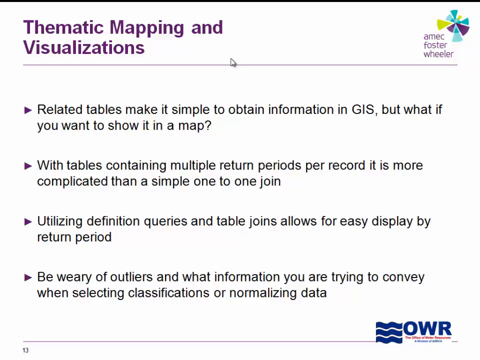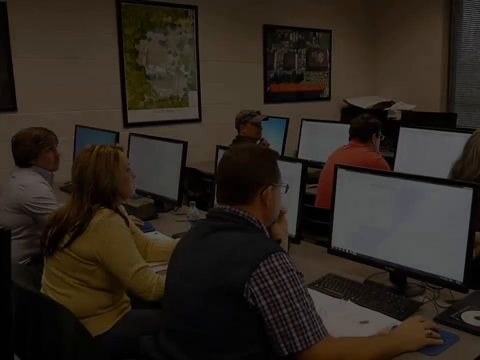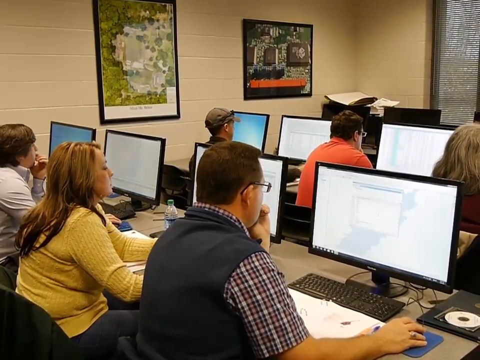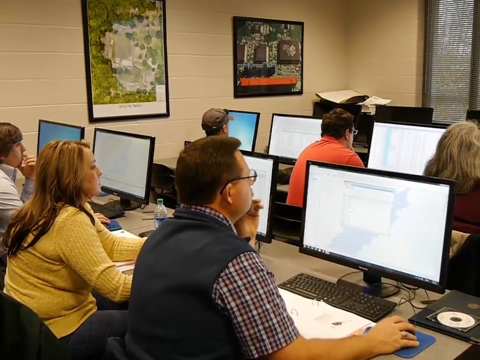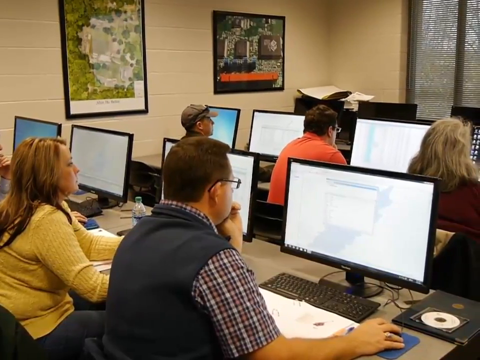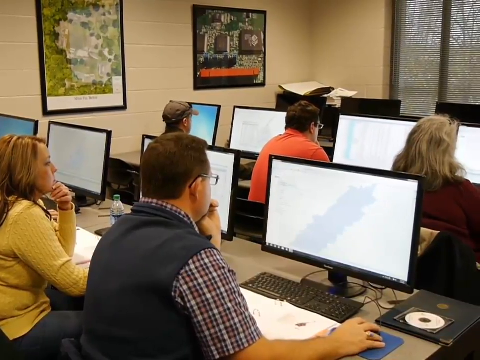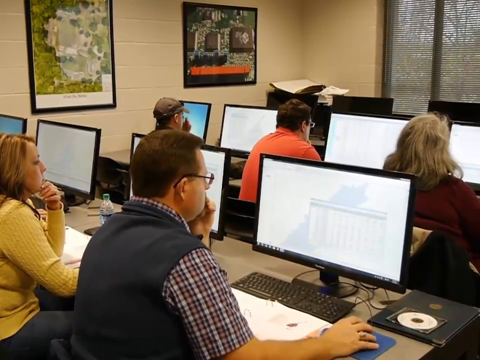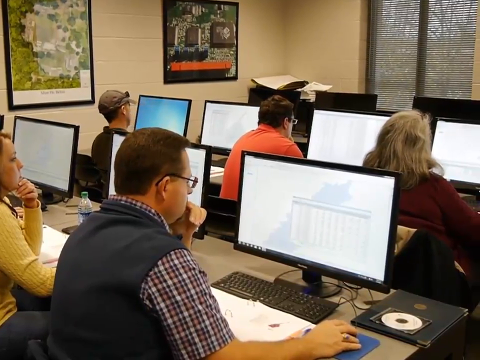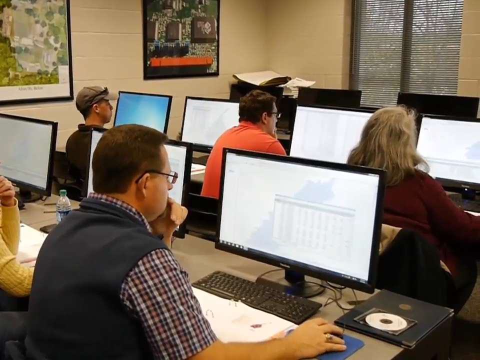Now we're talking about joining, and how joining is a similar thing to relating, but it will actually bring in the attributes, and we'll go over that. I'm sure most of you have familiarity with doing joins. We're also going to show you how to do definition queries again to pinpoint specific return periods, because a lot of these will have a many-to-one relationship, where there'll be many different entries for one census block.